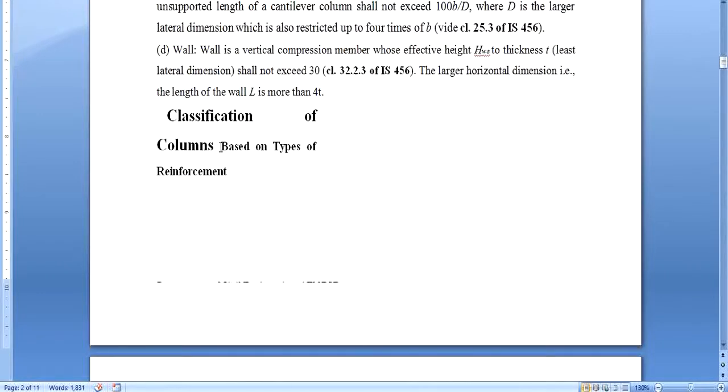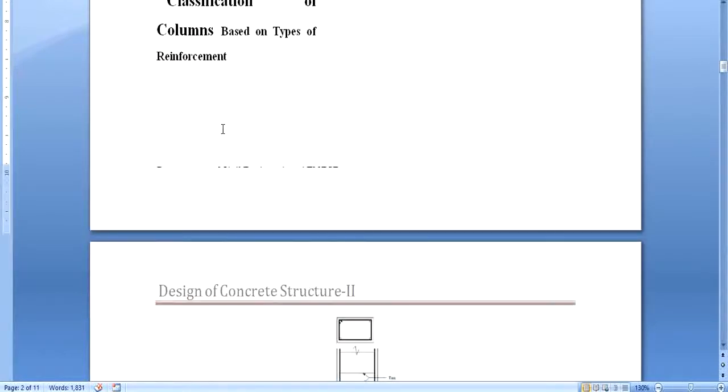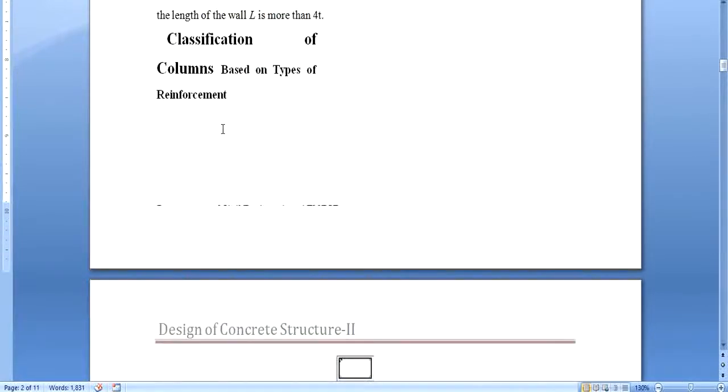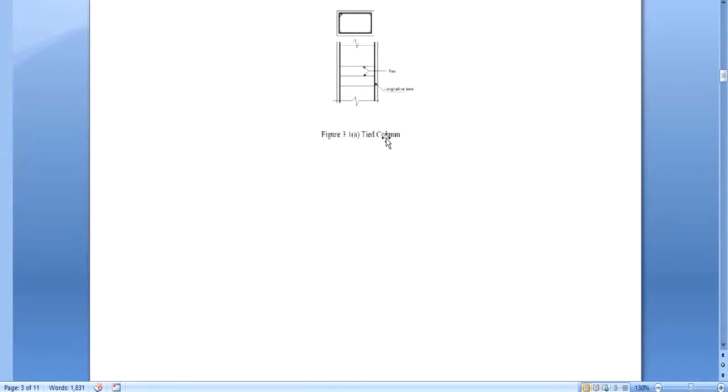So classification of column. Classification of column based on small correction is there over here. While typing, some alignment mistake has happened. So you can see classification of columns based on the types of reinforcement. So column can be classified based on various systems. So based on the types of reinforcement, column is classified as tied column. Tied column means horizontal ties are going to tie the longitudinal reinforcement.